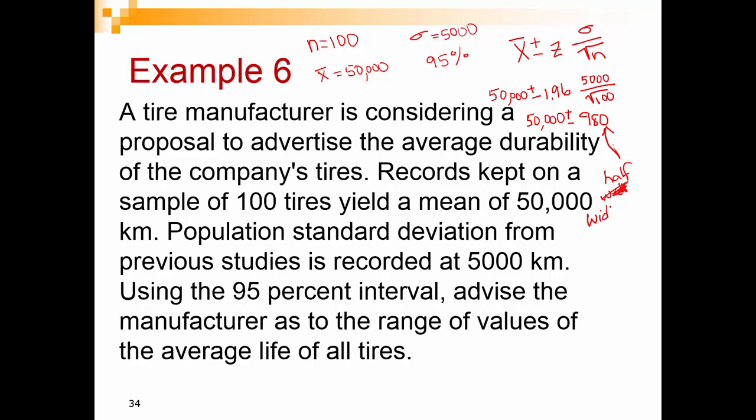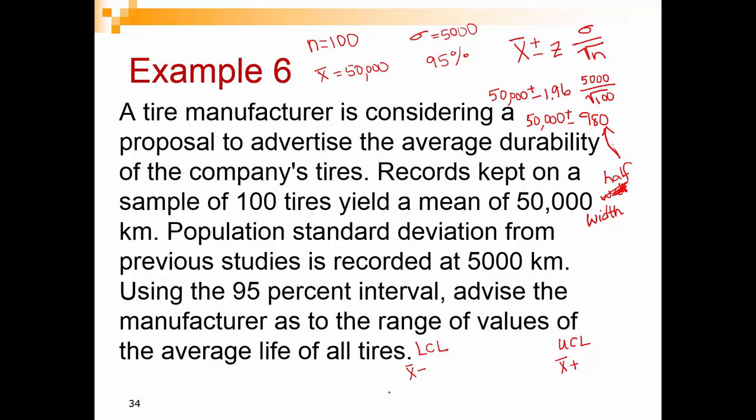We need to remember that this 980, we can call it the half width. If you were to get a question that just asked you to find the half-width, the half-width of this problem is 980. But to make the full confidence interval, the range of values, we have the lower confidence limit, which is our x bar minus our half-width, and we have the upper confidence limit, which is our x bar plus our half-width.